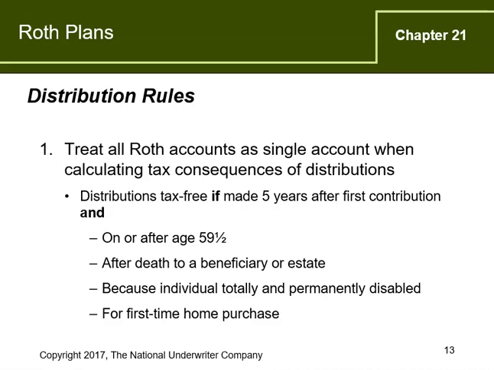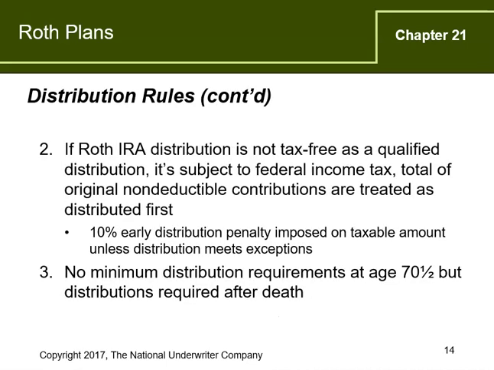So distributions are tax-free if made 5 years after the first contribution. 5 years is an important number. And on or after age 59 and a half, naturally, the death to a beneficiary or an estate, if they're totally and permanently disabled, and for first-time home purchases. So for the Roth, you basically have three things: 59 and a half, death or permanent disability, or the first-time home purchase.